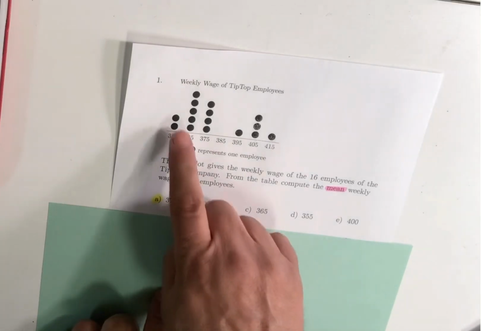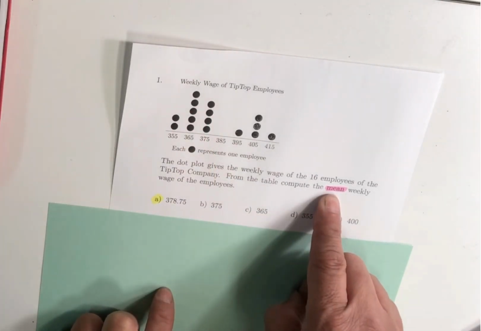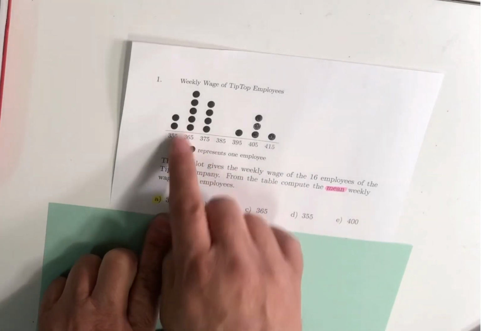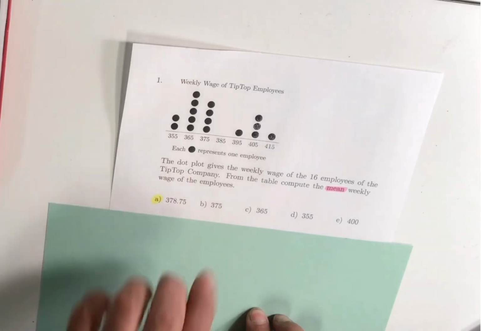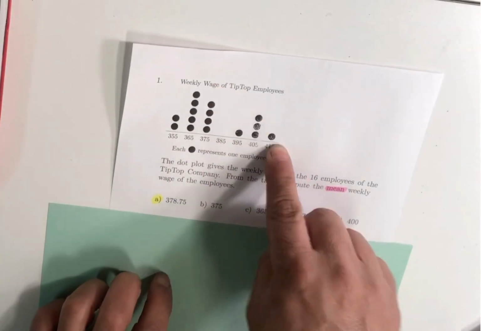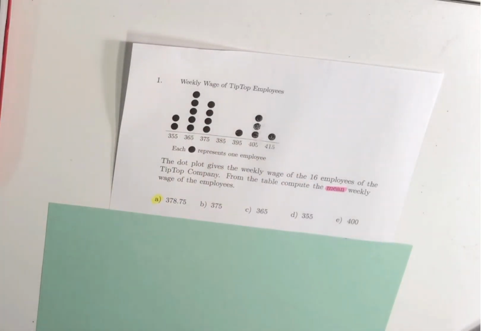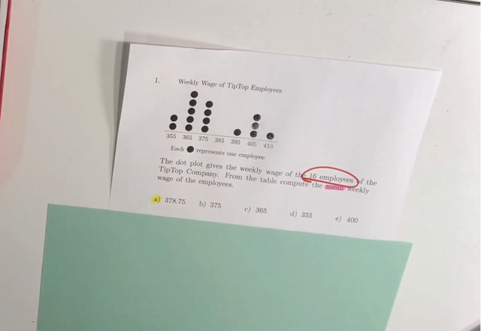It says that you have a whole lot of data points here, and I'm looking for the mean. Now you got to remember that each one of these dots represents one employee. So that means that we're looking for the mean. What does the mean mean? Well, it's the average, which means that I got to add all of these point values and then divide by however many there are. Well, I already know how many there are. There's 16 employees right there.